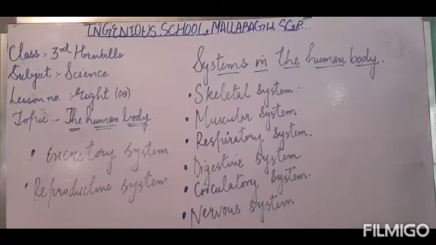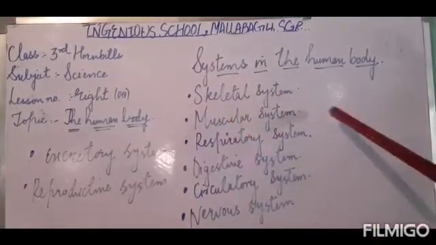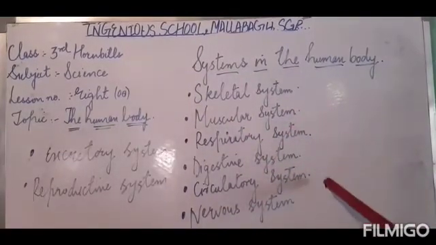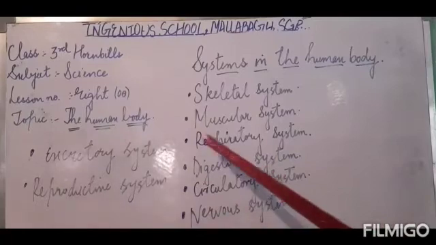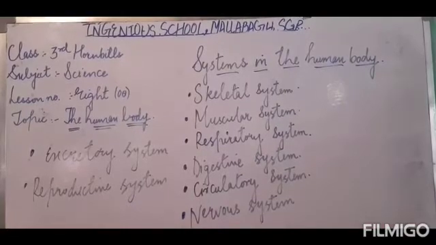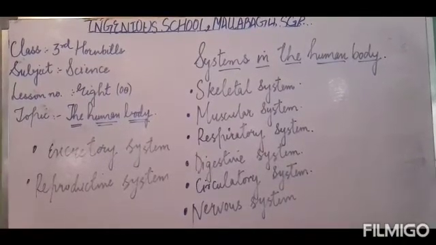Got it? The major and main ones are the skeletal system, the muscular system, the respiratory system, the digestive system, the circulatory system, the nervous system, the excretory system, and the reproductive system. You all know this, isn't it? First of all, the skeletal system, let us learn about it. We have learned about it, but I'm going to revise now, okay?